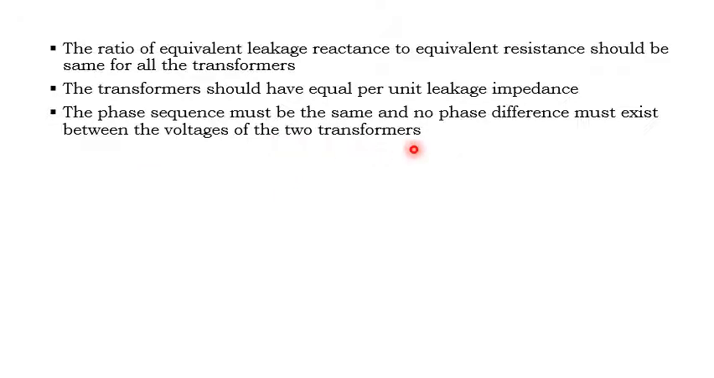If you consider transformer A and transformer B, transformer A has some secondary voltage, and transformer B has some secondary voltage, either line voltage or phase voltage. And there should be no phase difference between these two, transformer A voltage and transformer B voltage. So these are the conditions you should fulfill in order to go for the parallel operation of a transformer, either single phase transformer or three phase transformer.